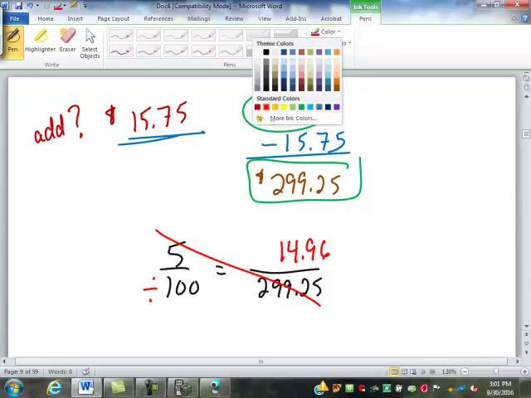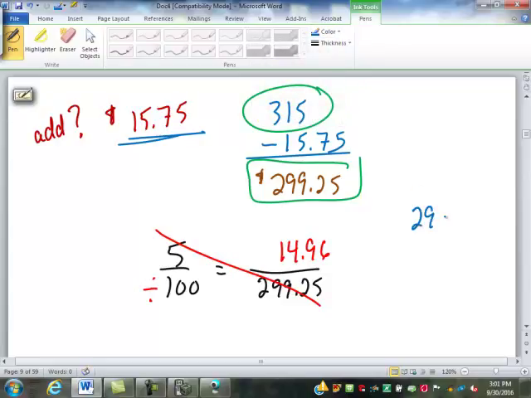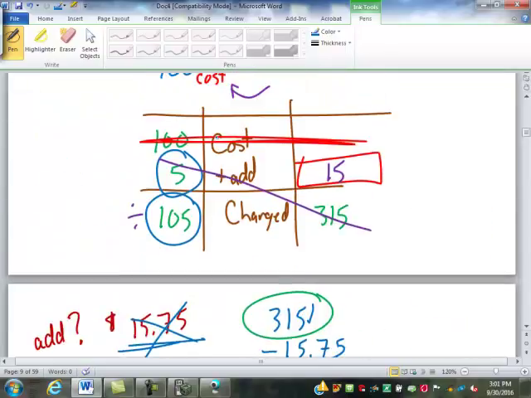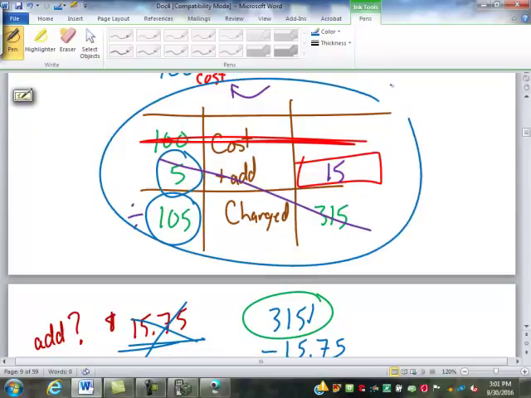If we try to add that back on to the $299.25, we're going to end up at $314.21. We're 79 cents short, aren't we? So we know this couldn't work. The $15.75 couldn't work. Let's double check the answer we got here, the $15.